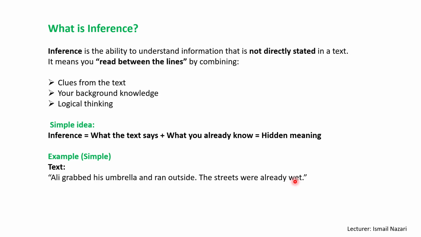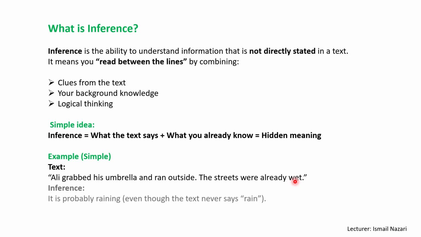Now, what can we get out of this text? We have umbrella, we have running outside, and then we have the streets, and the streets were already wet. So this is what the text says. Now, let's get into what we already know. When the streets are wet, what do we think of it? Or when someone has an umbrella and runs outside, what do we think of it? What does it want us to know?